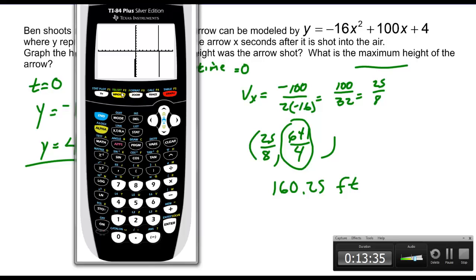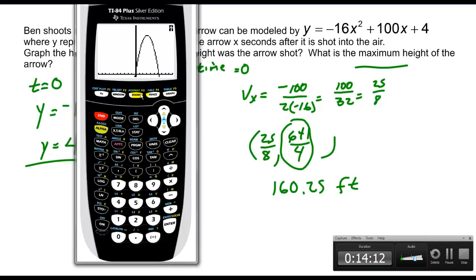So I'd have to adjust my window, and I know this is going at least 160 feet high. One way you can check this is take a stab at a couple numbers. If I just plug the number 1 in, I have negative 16 plus 100 plus 4. I'm already up at like 90, 80, right around there. So I'm going to go up to, let's say, 200 tall. Adjust that window, go to 200, and here I am.